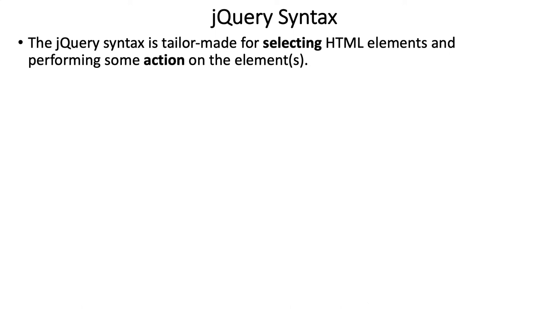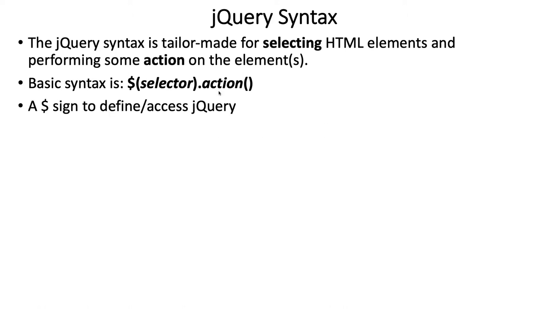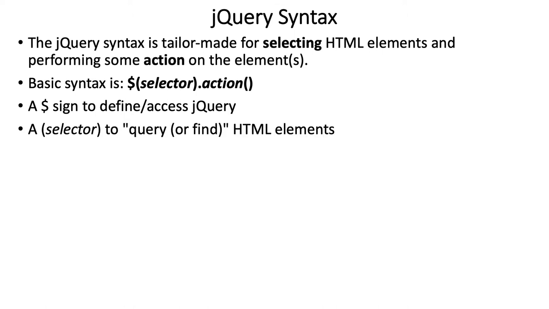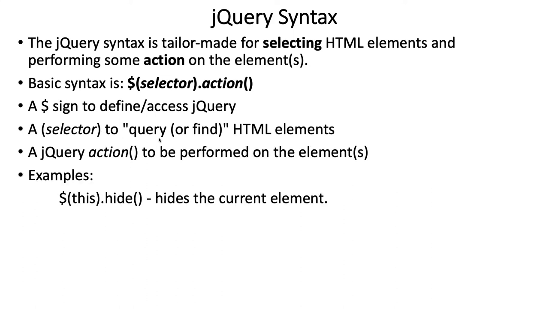The jQuery syntax is tailor-made to selecting HTML and performing some actions on the elements. The basic syntax is $ to say it's jQuery, a selector, and then an action. So a $ defines that it's jQuery. A selector is a query or a find of an HTML element. A jQuery action is performed. What do you want to do?